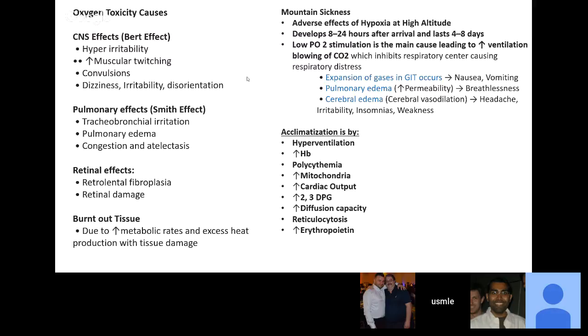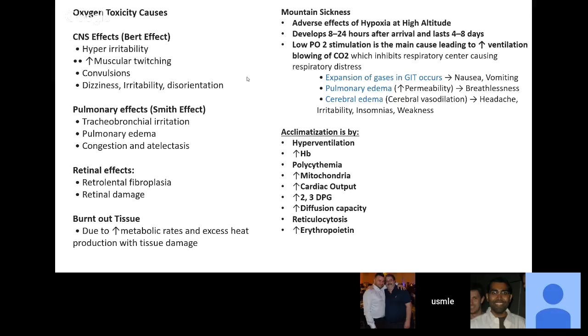And for some people it can take up to 8 days. So it depends if you are anemic or not anemic, and if you're male versus female, etc. And if you have healthy kidneys as well. So you're going to have a low PO2 that is going to stimulate the increase of ventilation. This is what's going to happen, and you're going to blow out a lot of CO2. And if you blow off a lot of CO2, and you have a decrease of the PO2, this is going to inhibit the respiratory center, and that is going to lead you to respiratory distress. Keep that in mind, because these are the questions that are going to be asked.